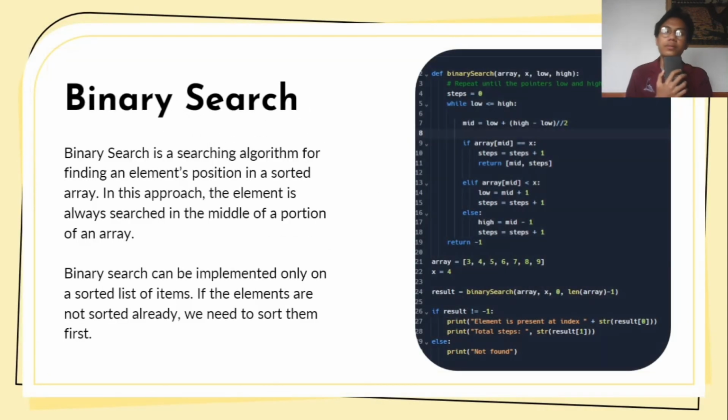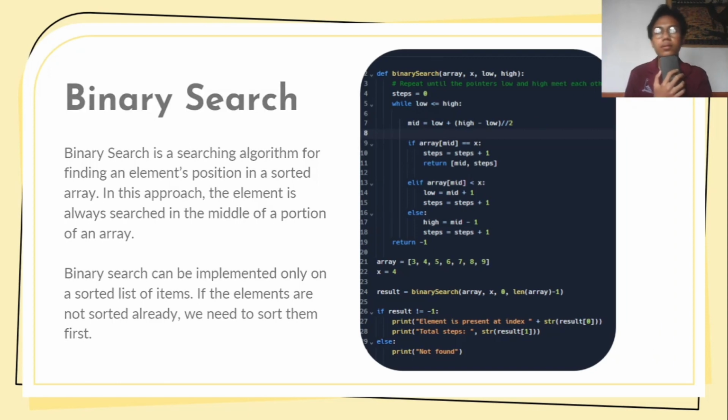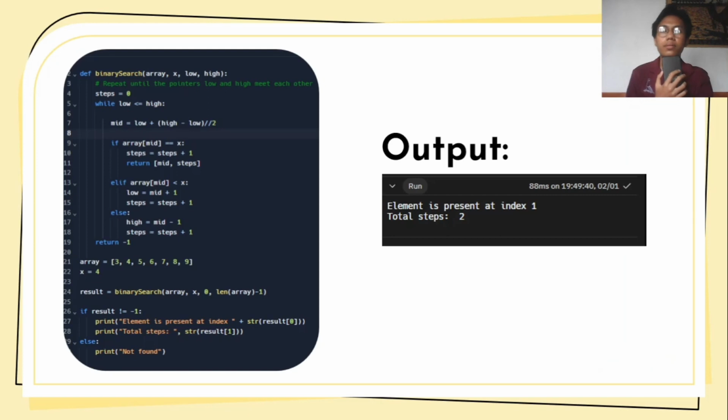Binary search is a searching algorithm for finding an element's position in a sorted array. In this approach, the element is always searched in the middle of a portion of an array. Binary search can be implemented only on a sorted list of items. If the elements are not sorted already, we need to sort them first. And this is the example using Python code, and here will be the output.